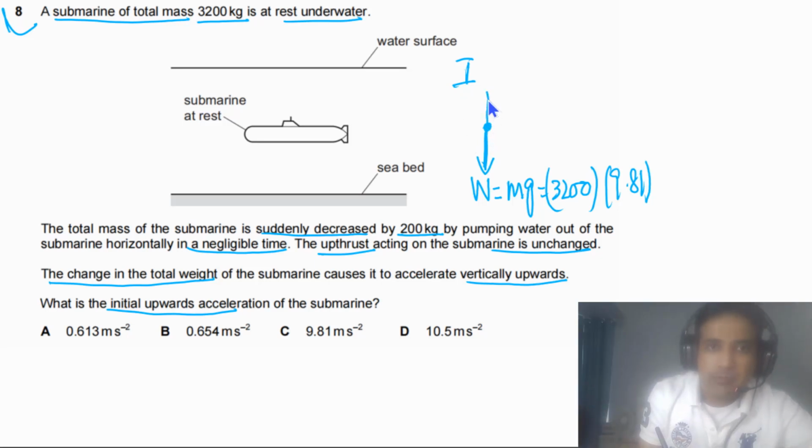It means the upward force, the upthrust, is also equal to mg. So we can say upthrust is also equal to mg. So this is case 1.